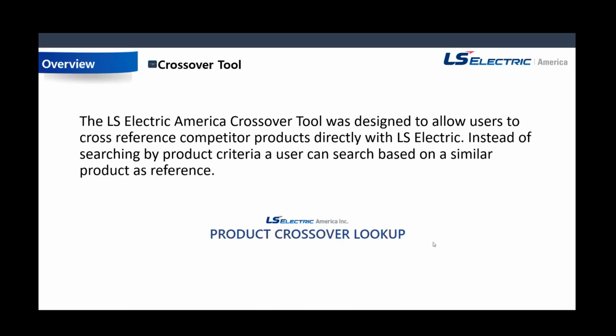So next we're going to talk about the crossover tool, which is new. Something we've been working on and just sort of debuted. The crossover tool was designed to let users cross-reference competitor products directly with LS Electric. So instead of searching by product criteria like we did before, you can search based on a company's other product. I will say, because we are still in early development, it's not as robust as it's going to be in the future, but more information is coming all the time. So let's dig into that a little bit.